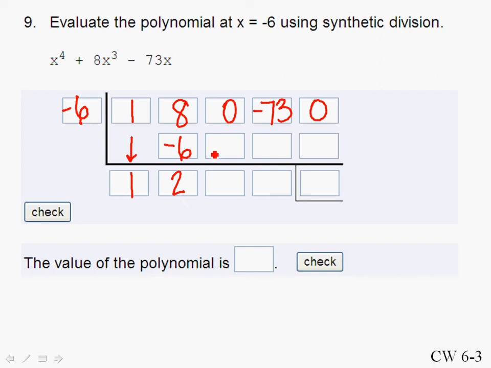Negative 6 times 2 is negative 12. Add down the column, we get negative 12. Negative 6 times negative 12 is a positive 72. Add down the column, we get negative 1. Negative 6 times negative 1 is a positive 6. Add down the column, and we get 6. So the value of the polynomial is our remainder, which is 6.